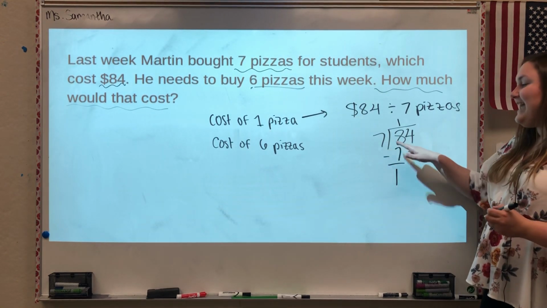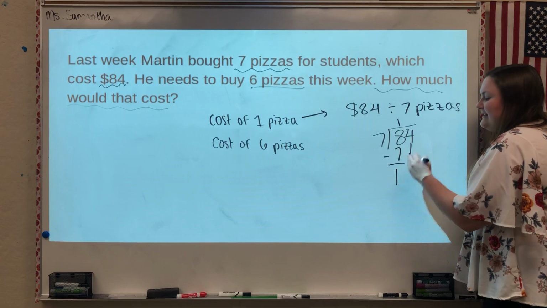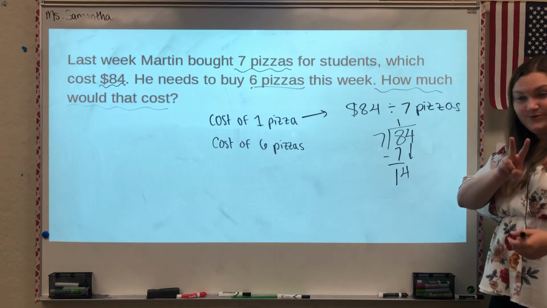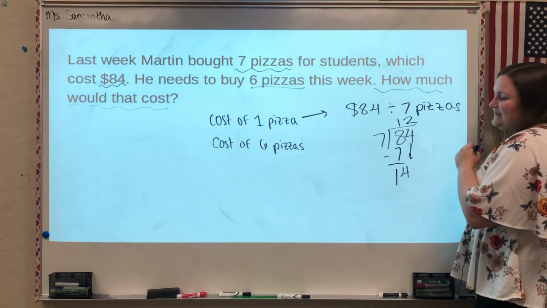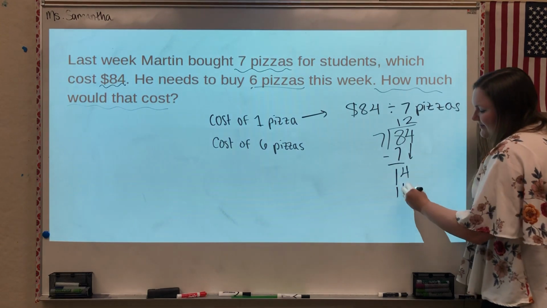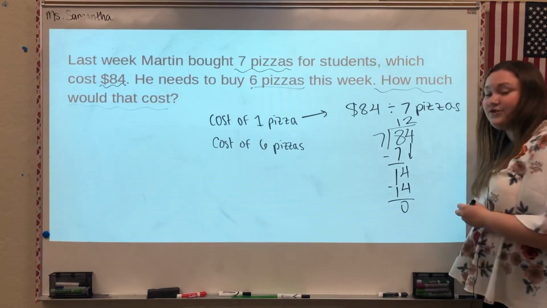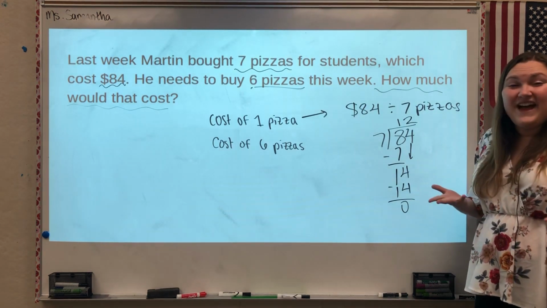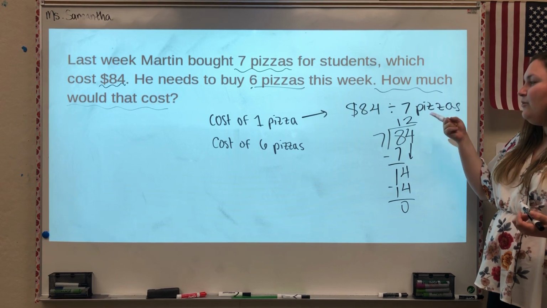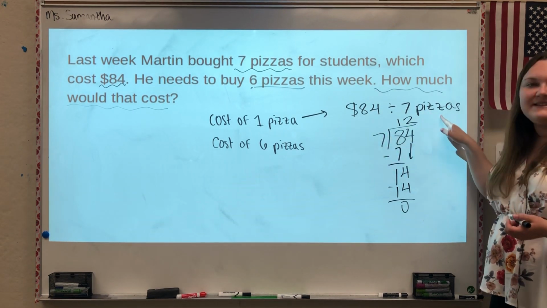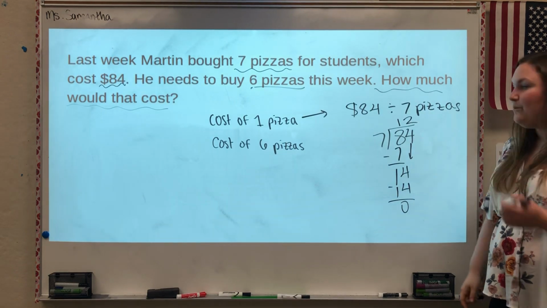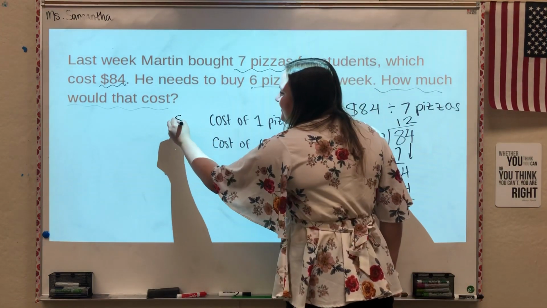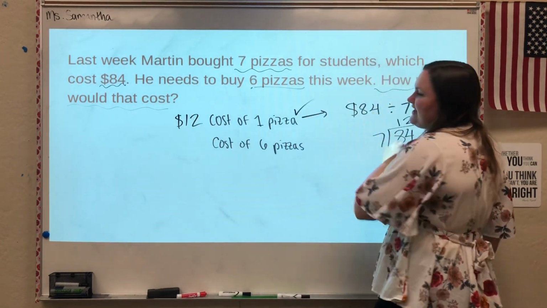Now that I finished doing 8 divided by 7, the next part is bring down our 4 and divide again. 7 goes into 14 2 times. So my 2 goes up there at the top. Then we could say 2 times 7 is 14 and subtract to show that the remainder is 0. My answer is 12. What did I just find? What is 12? Well, remember, we were dividing $84 by 7 pizzas. When I get 12, what I've just found is the cost of 1 pizza. I found the cost of 1 pizza is $12, and I've done that part.